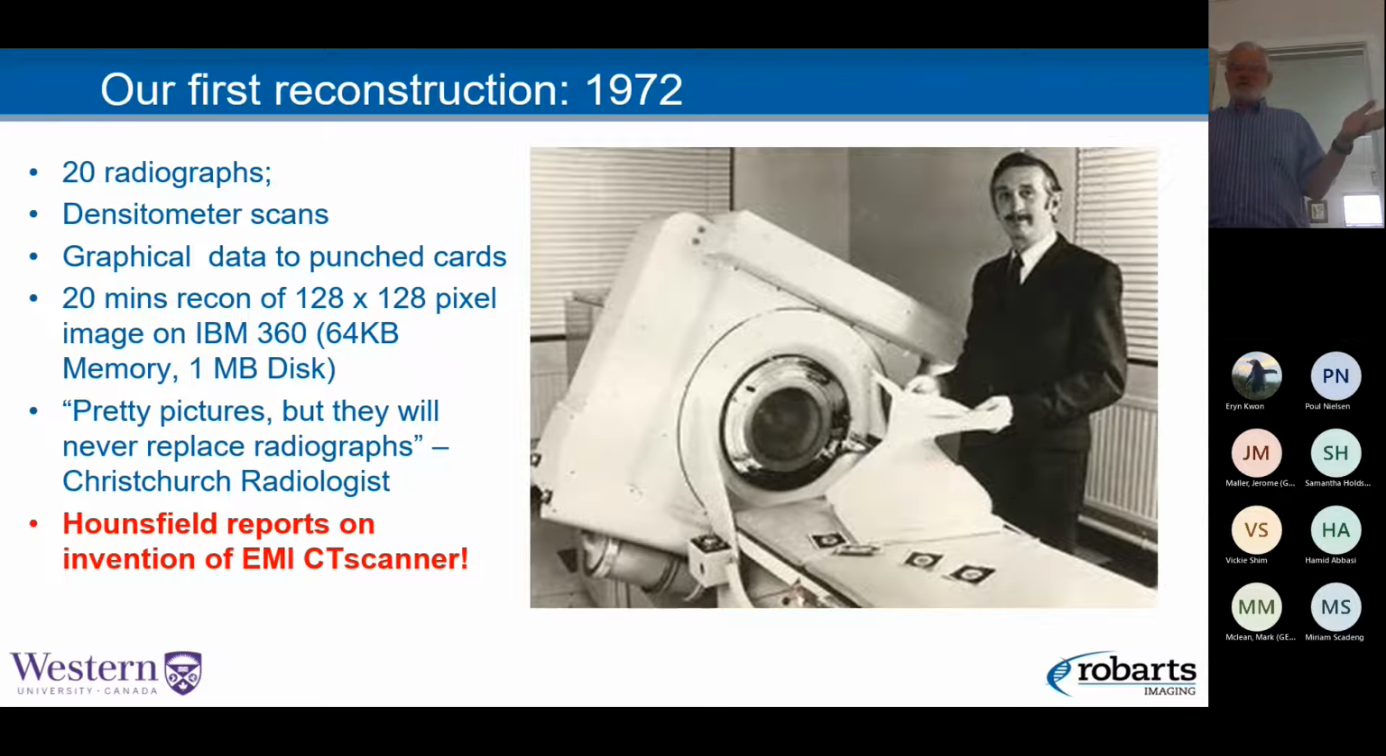We took this reconstructed image along to the local radiologists at the Christchurch Hospital, and basically they patted this on the head and said, "Oh, pretty pictures, but we've got X-rays. We don't need these things. These cross sections. Who needs them?"